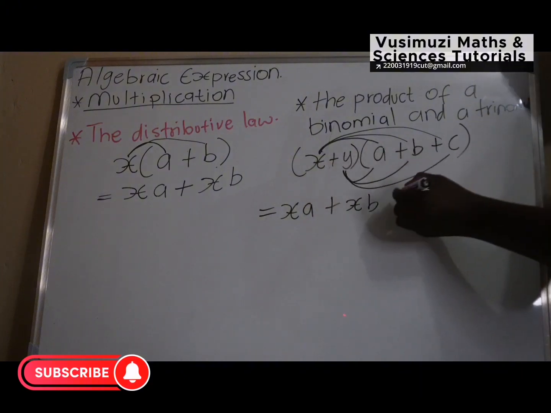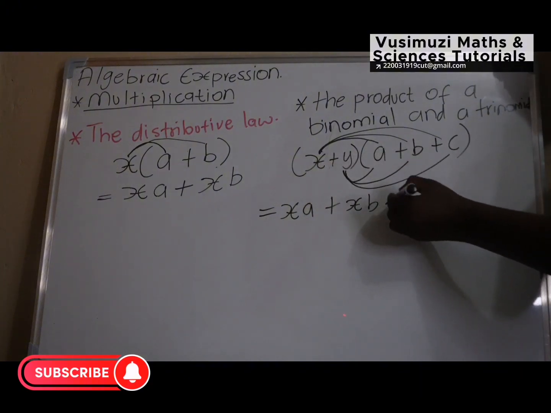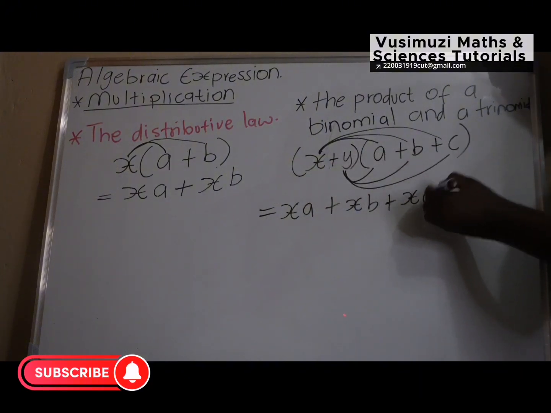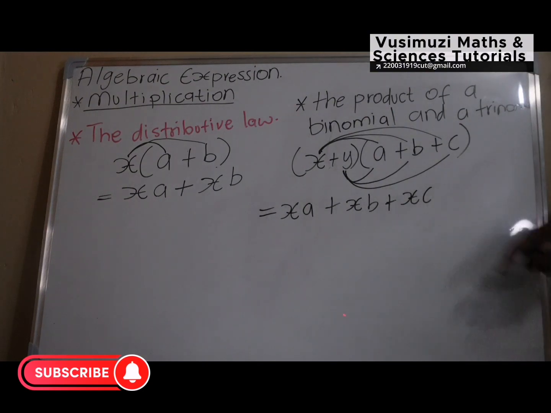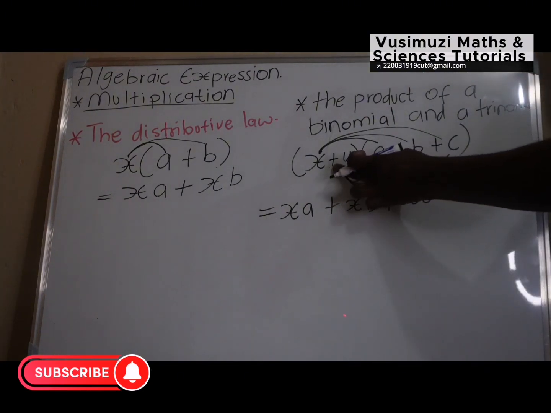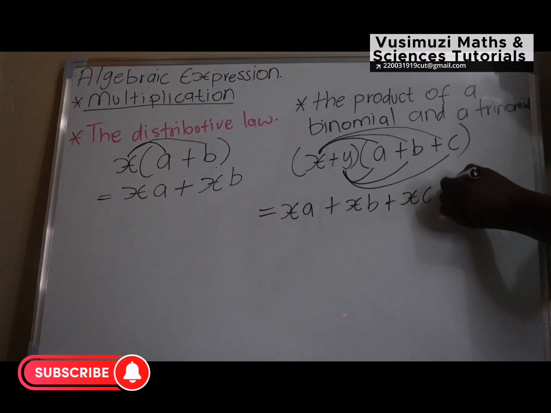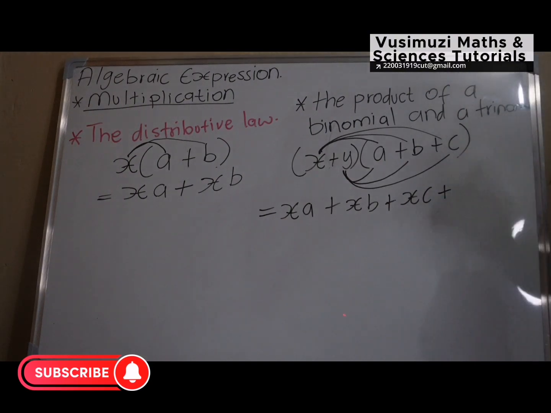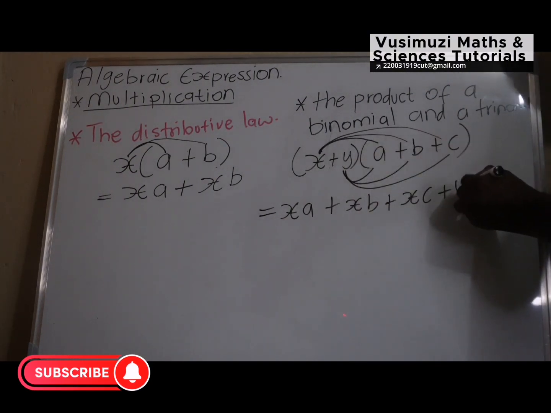X times c, xc. Then you are done with x's. You're coming to y. I bring down this positive and here y. Positive here. You must check the sign, remember. Y times a to ya.